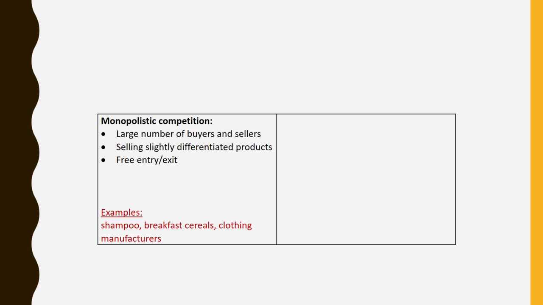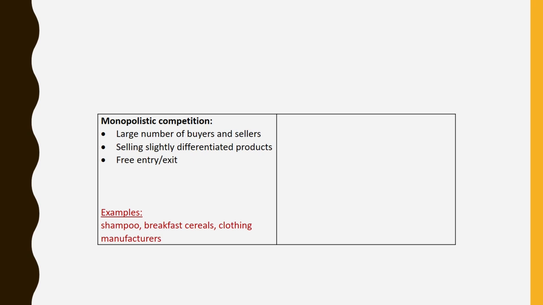So some examples that might fall into this might be shampoo or breakfast cereal or clothing manufacturers, right? We have a whole bunch of producers in each of those markets, and they're selling similar products, right? Shampoo is similar to other kinds of shampoo, but we might have a favorite. We might like one better than the other for its smell or the way it makes our hair feel. So they're slightly differentiated, but they're pretty close substitutes.